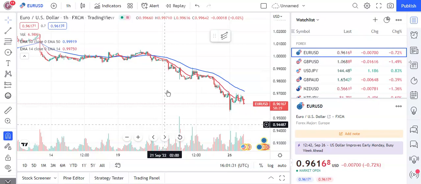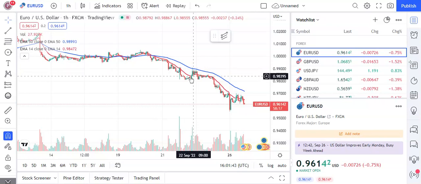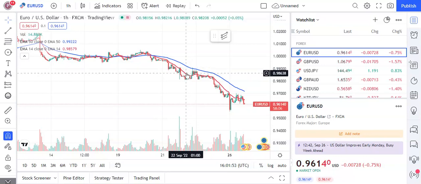The blue line is the 50 EMA, exponential moving average, and then the red line on the screen, you can see my pointer, is the 14 EMA. So I'm going to be explaining how to use these two lines. So let's dive into it immediately.